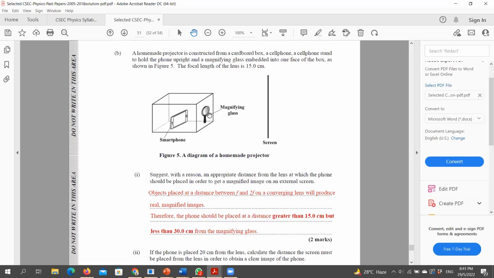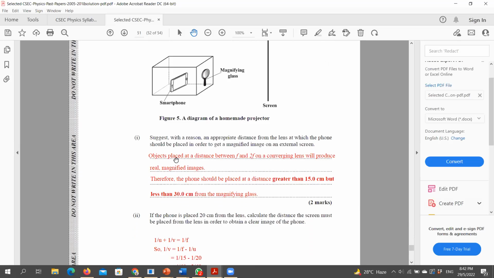Because if we put it at 15, we would not get any image at all, because we get parallel rays, and parallel rays will not meet. So we want to put it further than 15, but less than 30. So maybe about 20. We don't want to put it at 30, because if we put it at 30, we're going to get the same size image as the object. But if we put it less than 30 but greater than 15, we have that magnified image. So objects placed at a distance between f and 2f, so greater than 15, but less than 30.